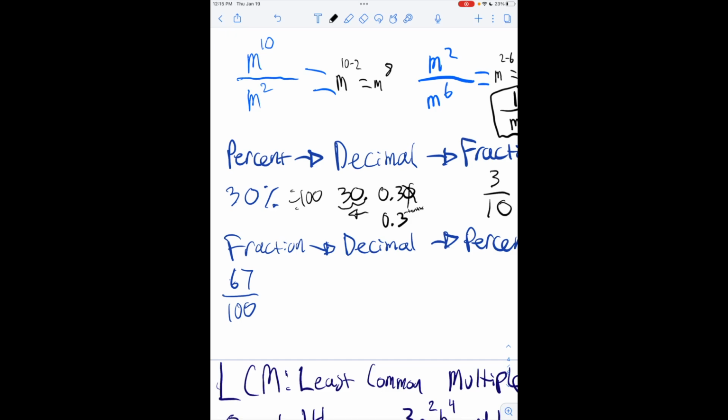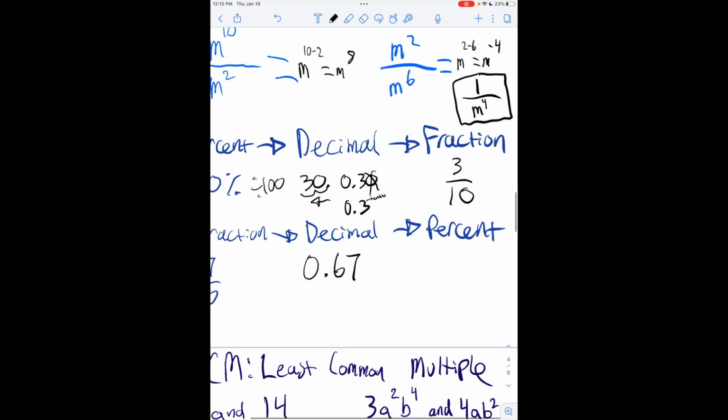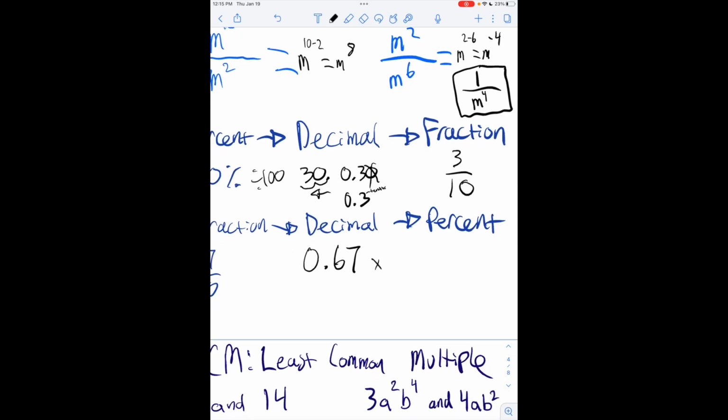Fraction to decimal to percent. So again, my fraction is 67 100ths. When I do that, 67 divided by 100, I'm going to get 0.67. And then to get a decimal to a percent, it's the opposite of what we did before. We have to multiply it, which moves my decimal 2 spots over and gives me 67%.